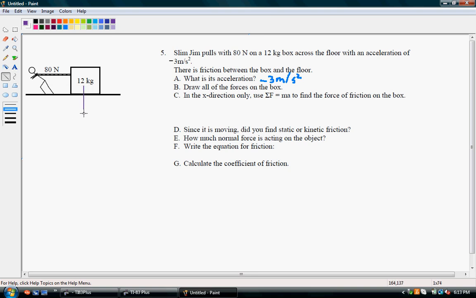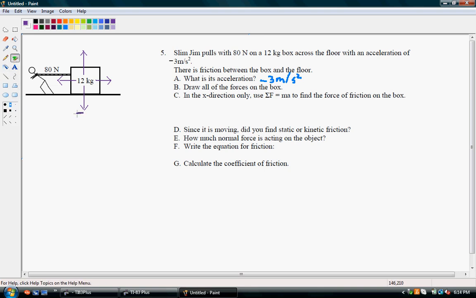It's on Earth. It's going to have the force of weight. Right? It's also going to have a normal force. And it tells us that the surface and the box have friction, so we'll have our frictional force. And we also have the applied force that Slim Jim is using to pull the box.